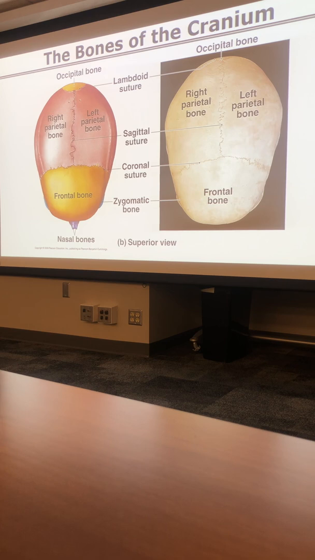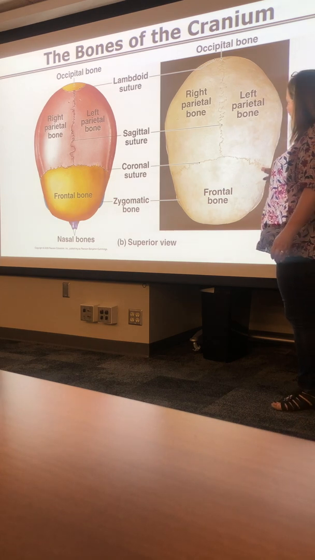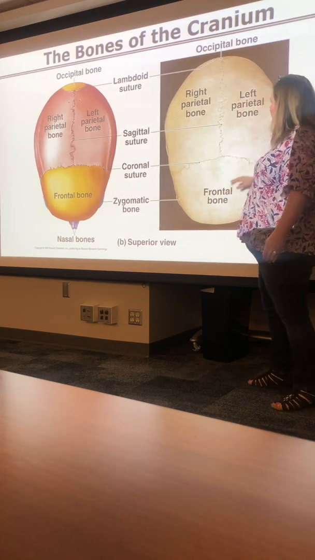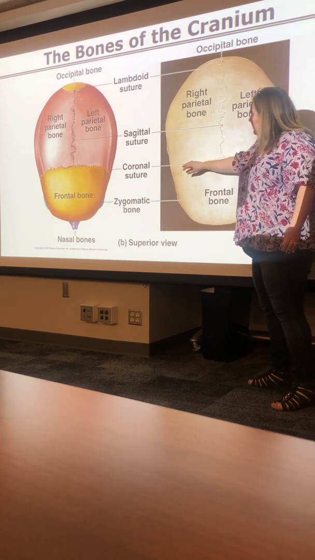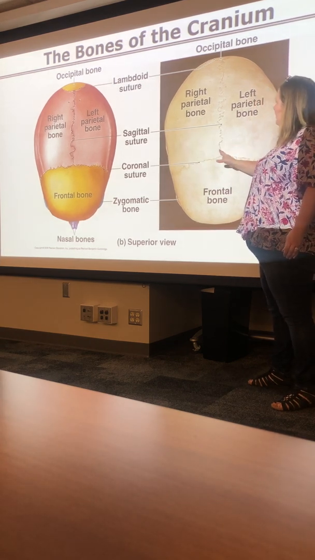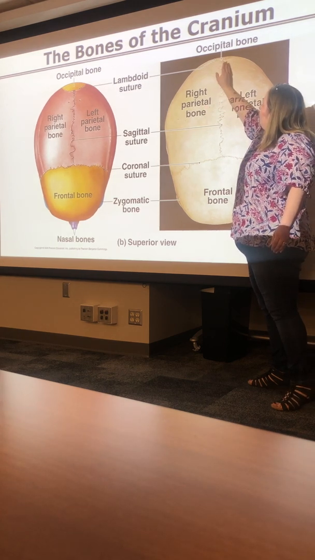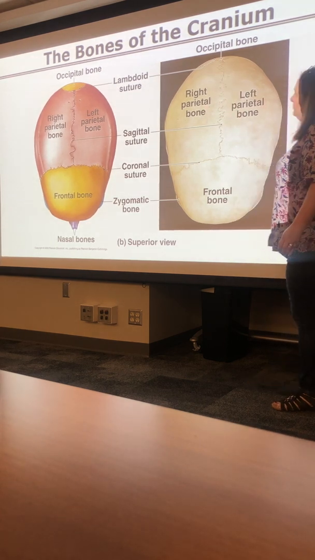Superior view here. From the superior view, you can see a number of the different sutures we've been talking about. Here's the frontal bone, the two parietal bones, and the beginning of the occipital bone. Here's the coronal suture between the frontal bone and two parietal bones, the sagittal suture between the two parietal bones, and the lambdoid suture between the two parietal bones and the occipital bone.